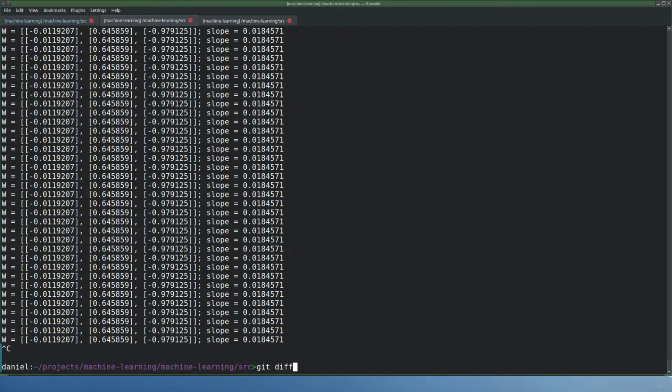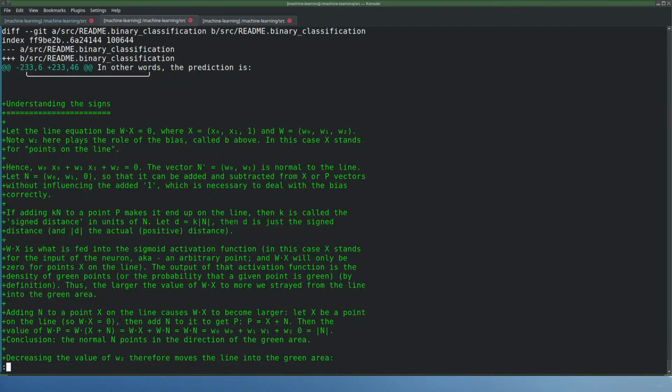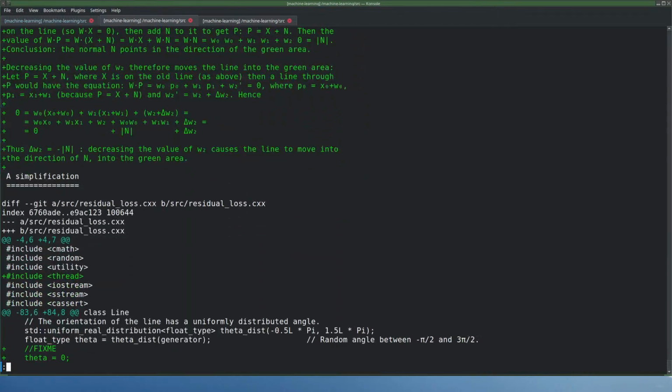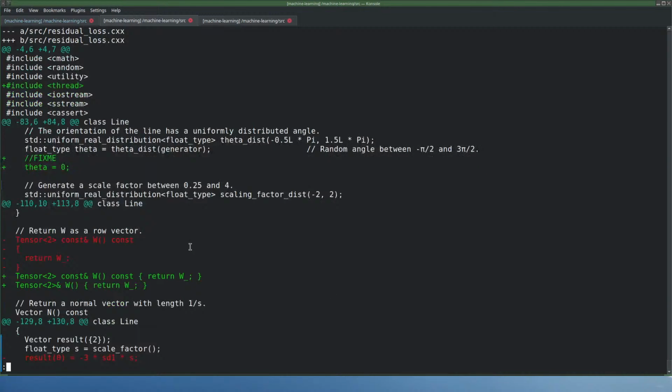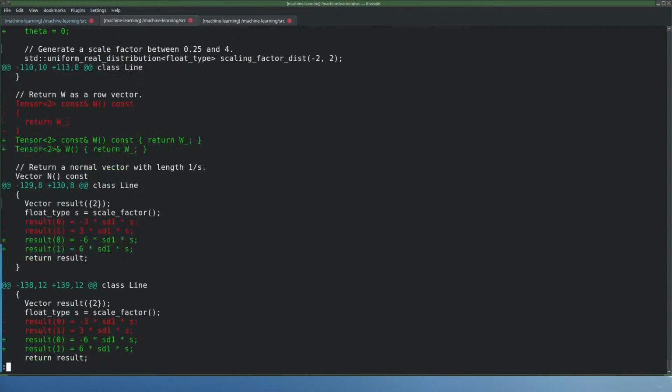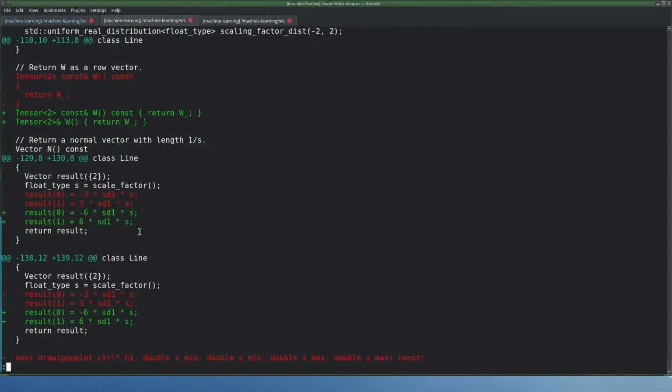What did I do? Get diff. Yeah, I set theta to 0. That's why the line is horizontal at the moment. Do I have to fix that? As a fix me. I blew it up till 6 times the standard deviation. I think 6 is just a ridiculous amount, but well.